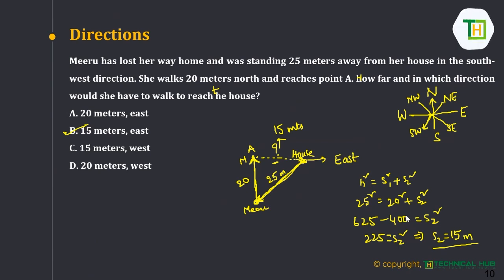Someone said 15 meters west, so that is not correct. It is 15 meters east. Miru is already in the west direction with respect to her house. Now she has to move towards east to reach her house. Her direction is west from her house, but she has to move towards east to reach the house. I hope you understand.